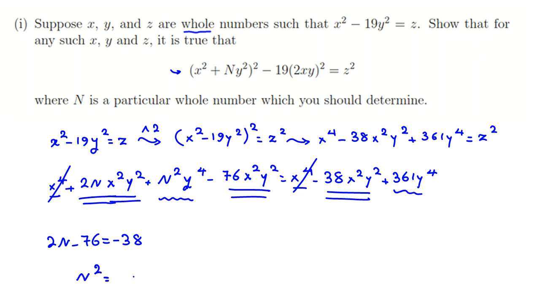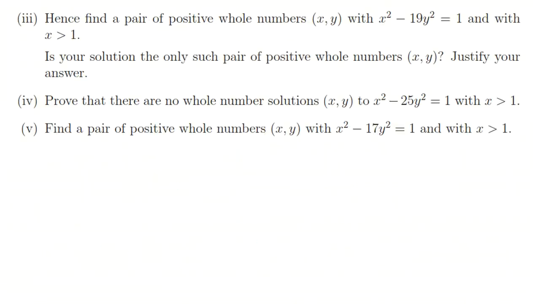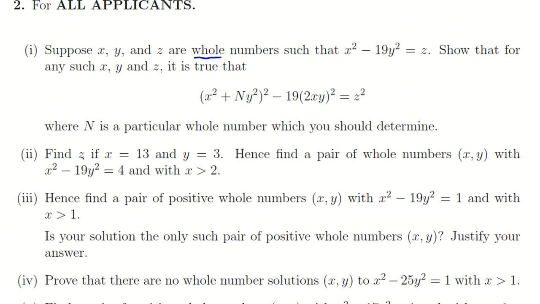N squared, the coefficient of y to the 4th, equals 361. So n equals what from this equation? Plus minus 19. From here, 2n equals 76 minus 38, which equals 38. So n equals 19, and we want to satisfy both of them, so n is 19. Okay. So we proved this, and we found n is 19. Let's work on part 2. Part 2 says find z if x equals 13 and y equals 3.